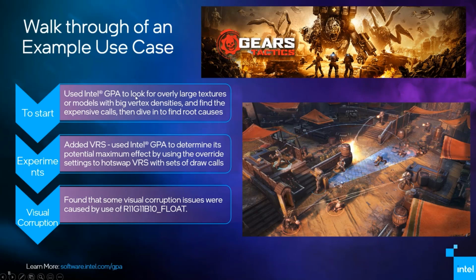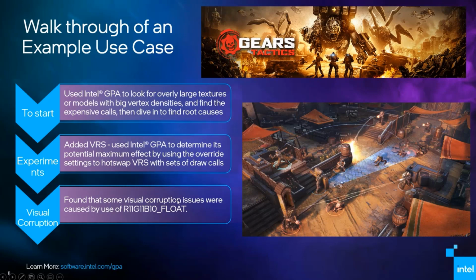Starting out, use GPA to find the issues, the big issues, the expensive calls, so that then you can dive in. So GPA helps you do that. In this particular situation with Gears Tactics, we added VRS, and then we used experiments to override settings so we could see, again, visually, did that change it? Did it make it better? And so that's really handy because you're not changing your code, but you can see if there's something maybe you should change.